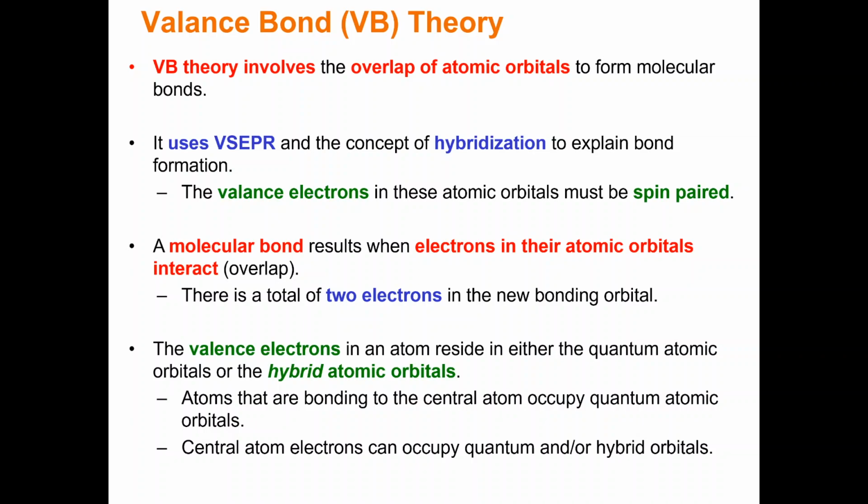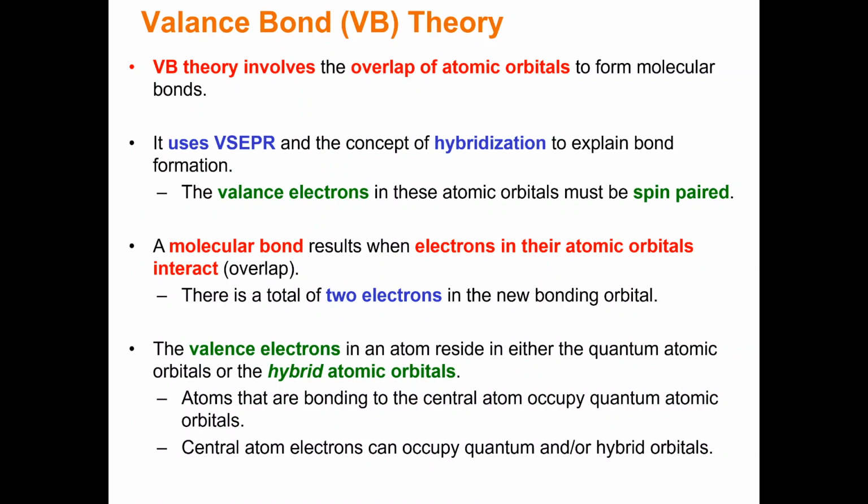Valence bond theory involves the overlap of atomic orbitals. It incorporates VSEPR theory and the idea of hybridization. We know that the valence electrons inside of the orbitals have to be spin paired. A molecular bond results when electrons in their atomic orbitals overlap. In other words, they're interacting by overlapping. And there's a total of 2 electrons in each bonding orbital.